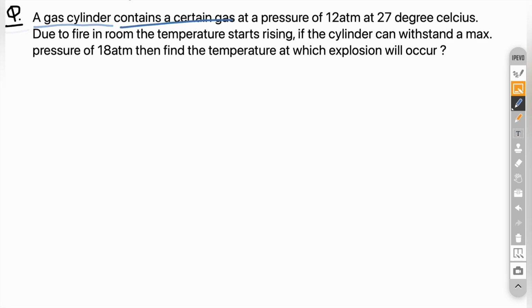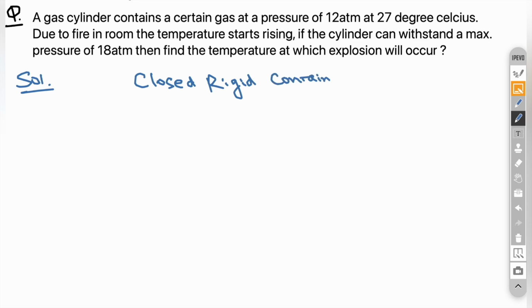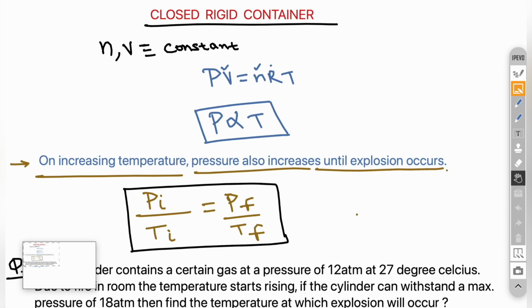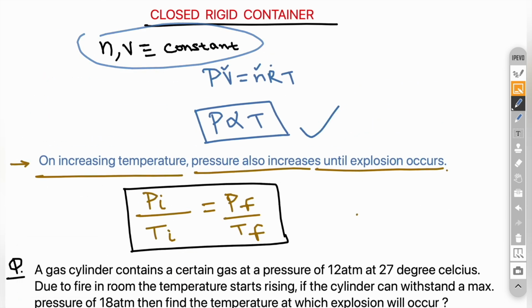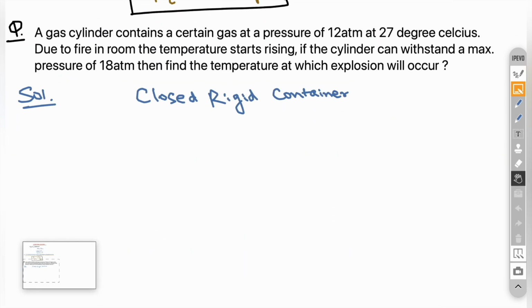A gas cylinder contains a certain gas at a pressure of 12 atm at 27 degrees Celsius. Due to fire in the room, the temperature starts increasing. If the cylinder can withstand a maximum pressure of 18 atmosphere, find the temperature at which explosion will occur. It's a gas cylinder, which means it's a closed rigid container. Moles and volume are constant, so pressure is directly proportional to temperature, and we'll apply the formula Pi/Ti = Pf/Tf.